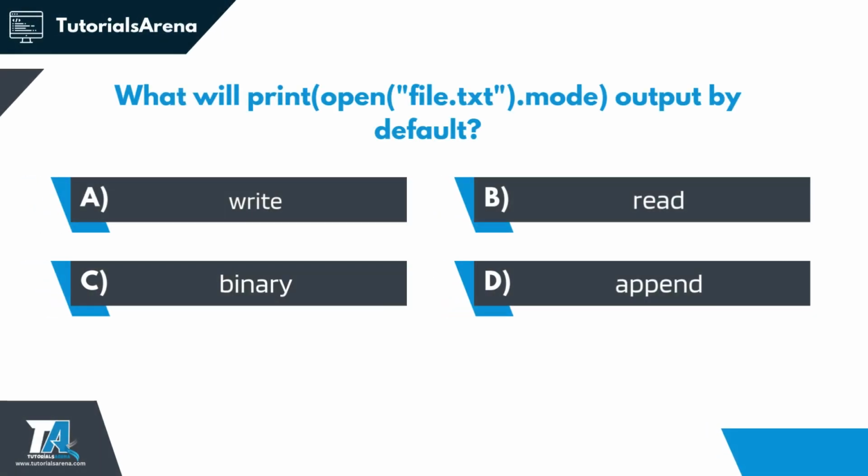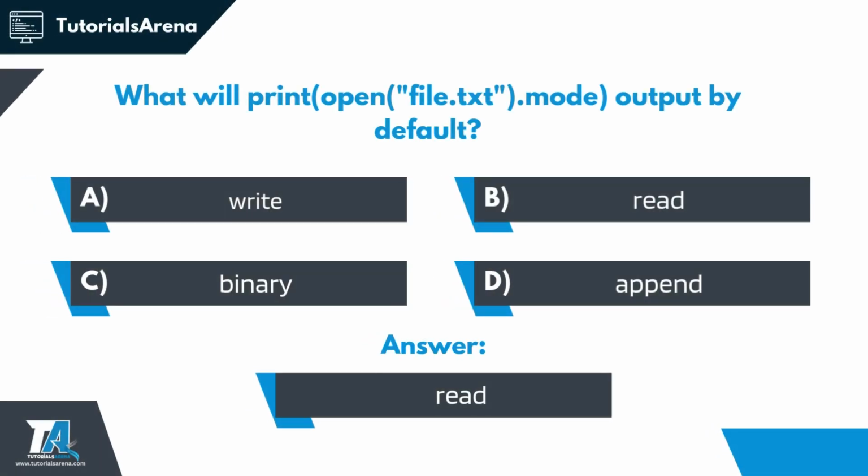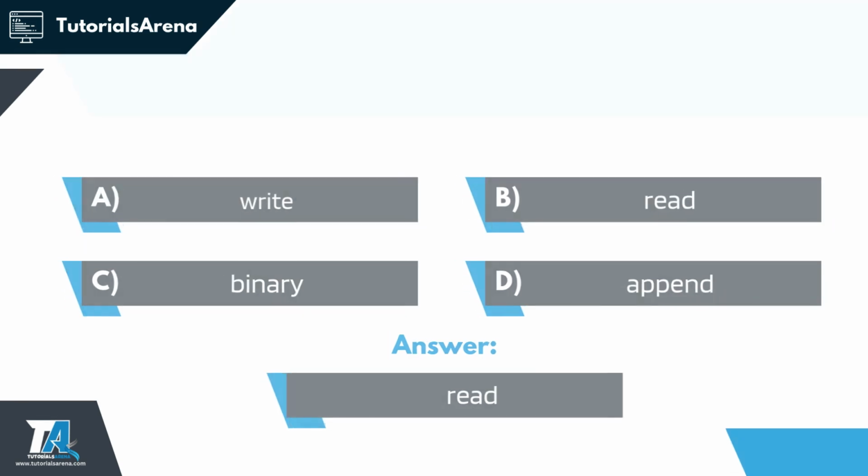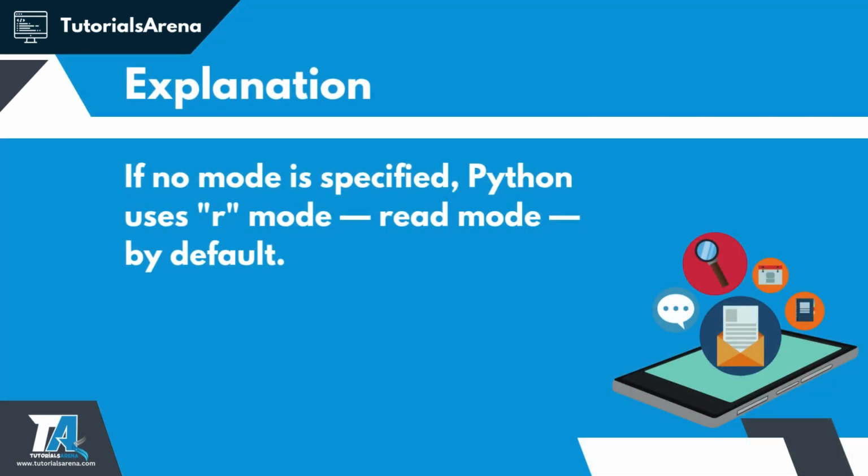What will be printed by default? The correct option is option B, red. If no mode is specified, Python uses read mode by default.